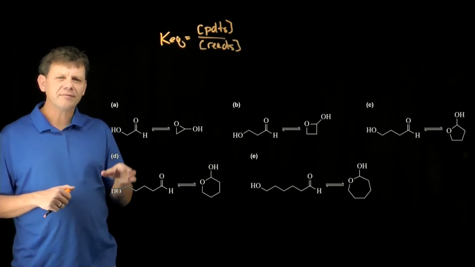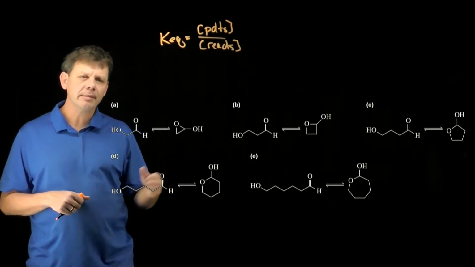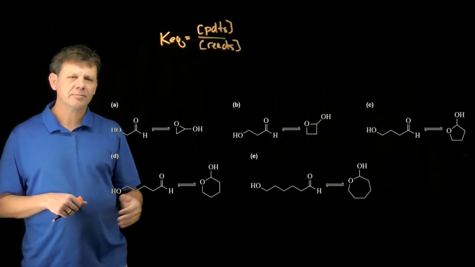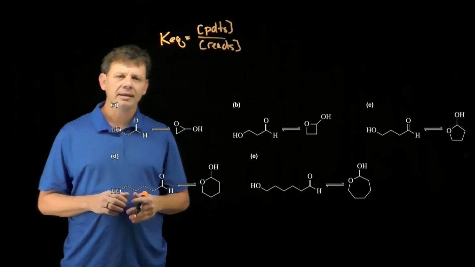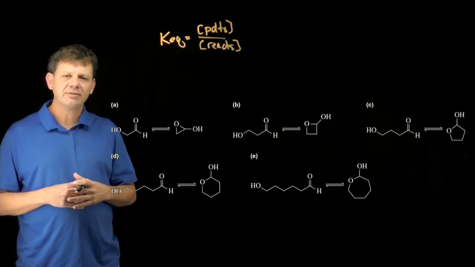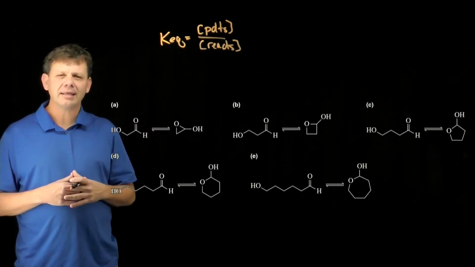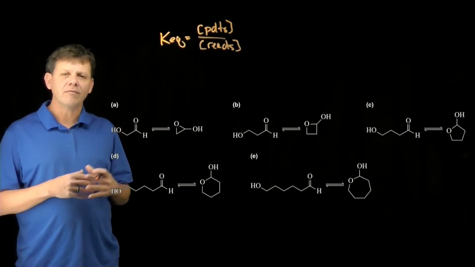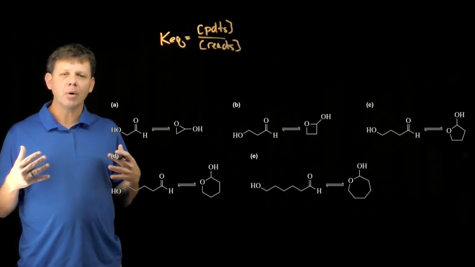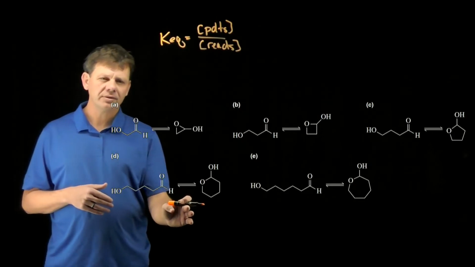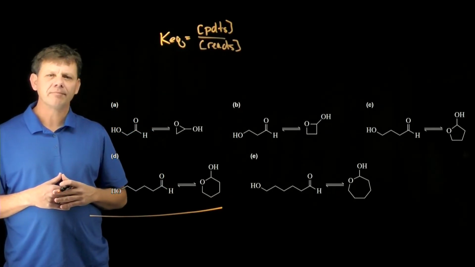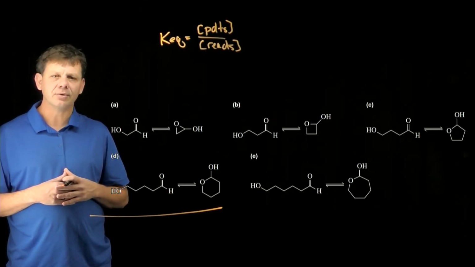What's the difference? Well, the difference is that in A, we're making a 3-membered ring, in B, 4, C, 5, D, we make a 6-membered ring, and E, we make a 7-membered ring. Given that the bonds formed and bonds broken in each case are the same, what we're really looking at here is the stability of the ring sizes. Given that the 6-membered ring is the most stable of the rings, we would expect the reaction that forms the 6-membered ring to have the highest KEQ.